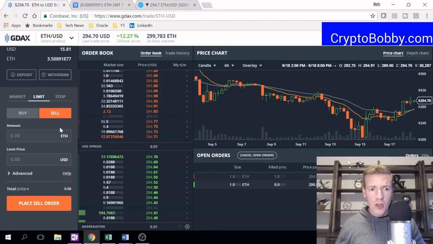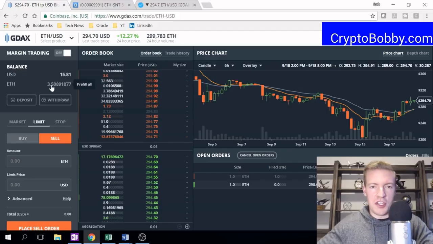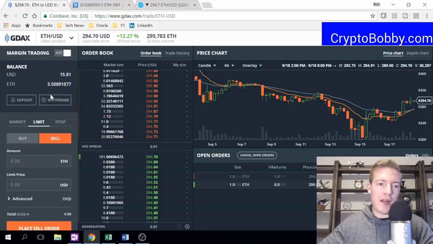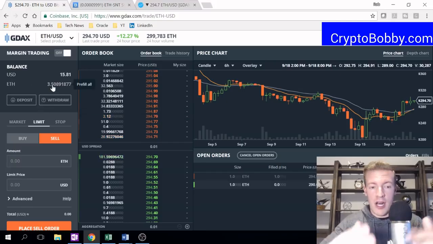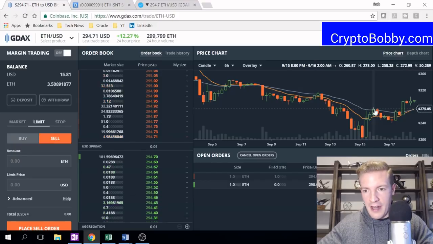So right now I have 3.5 Ethereum, and it's just within the GDAX. It's not my overall portfolio. That's what the Ledger Nano S is for, but I have 3.5 Ethereum that I bought on these dips and was kind of playing around with, here on GDAX.